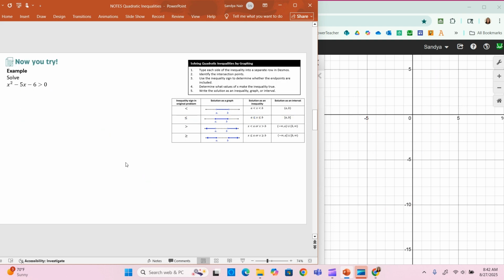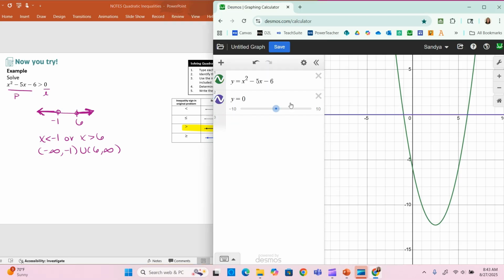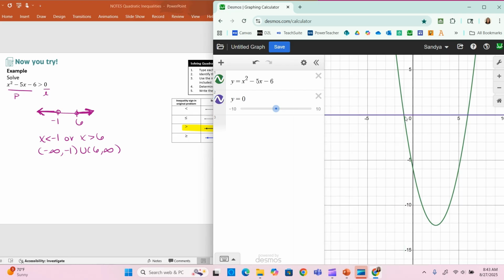So now you can go ahead and pause the video and try doing this example on your own. So here's how you'd go about solving this problem. What I did is I first entered this into Desmos. I put the left-hand side as y equals x squared minus 5x minus 6, and the right side as y equals 0. When I go to my graph in Desmos, I can see I have my two intersection points when I click on them.